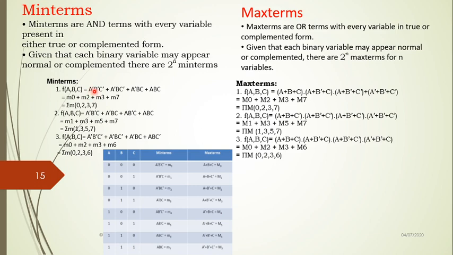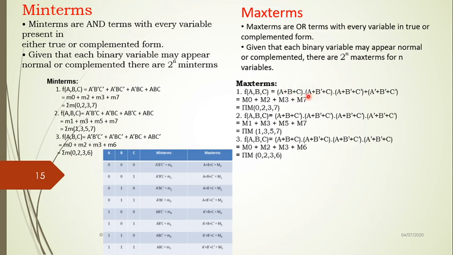Let's check. If I take the complement of this a' b' c', what will happen? A' complement is a, AND complement will be OR, b' complement is b, AND complement will be OR, and c' complement will be c. So here that is the term. So in short, for this term a' b' c', which is a min term, the max term will be a OR b OR c.